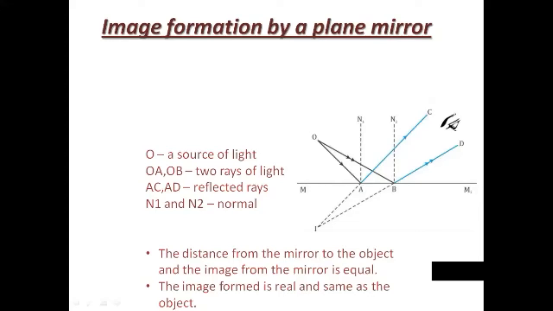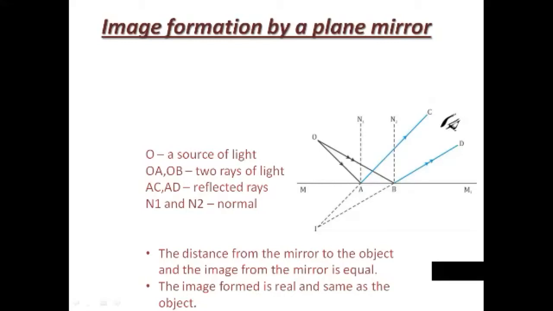The distance from the mirror to the object and the distance from the image to the mirror are equal. The image formed is real and the same as the object. The distance from the mirror to the object and the image from the mirror, those two distances are equal, and the image is a real image and it is the same as the object.